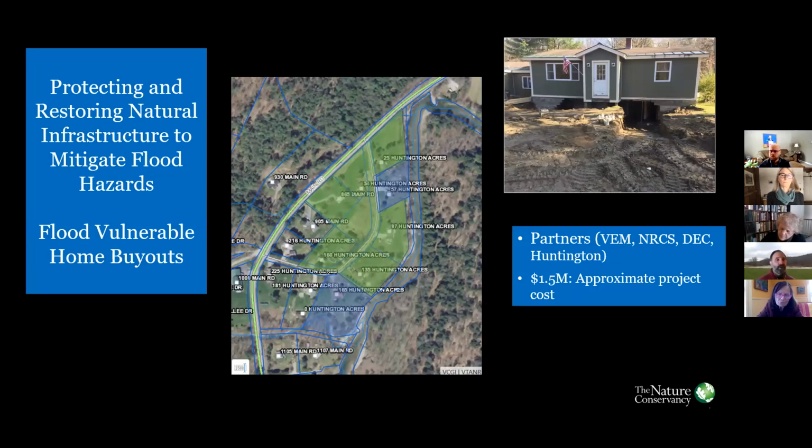This is a neighborhood in the town of Huntington along the Huntington River, which suffered severe flood damages during the Halloween storm of 2019. This is a repeated flood damage site, and we're working with our federal and state partners to bring the approximately $1.5 million needed to buy out these homes so these families don't have to live in constant fear of the next flood, and the river can regain access to the floodplain, providing flood mitigation benefits downstream.